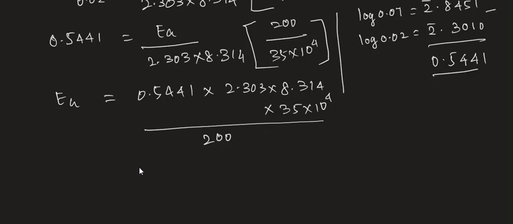So we have to find out EA. This is the numerator part, and this is the denominator part. First we will work out the numerator part. Since all are in multiplication, we have to find out the logarithmic value one by one and add everything. So we'll proceed with the numerator first.